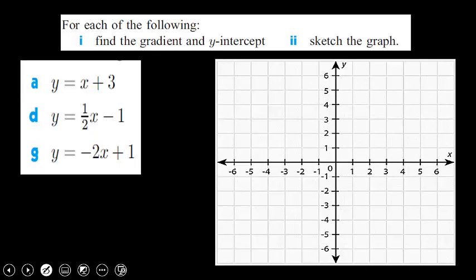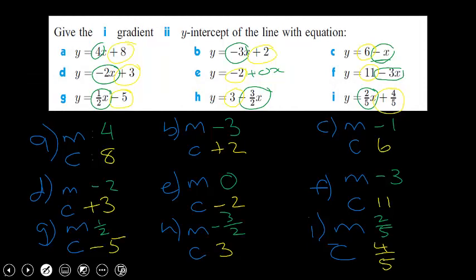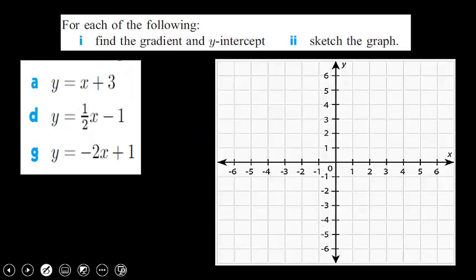So for question 7, they are asking us to find the gradient and the y-intercept and then to sketch the graph. So we were doing gradient and y-intercept, so that's easy. Let's do that quickly. For A, m is 1, as you can see, and c is plus 3. Okay, so we've got m and we've got c. Now let's sketch the graph.